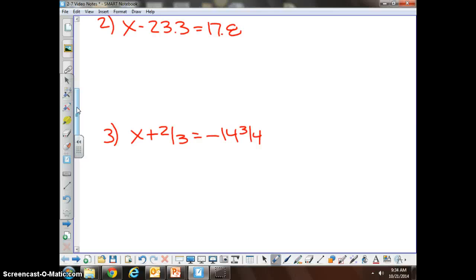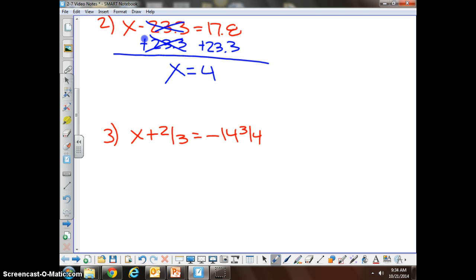x minus 23 and 3/10 equals 17 and 8/10. As you know, we need to get the variable by itself. We're going to add 23 and 3/10 to both sides. The reason we do that is because we need to get the variable all by itself. To get the variable all by itself, we need to cancel negative 23 and 3/10 with positive 23 and 3/10. We're left with x equals, add those together, you've got 41 and 8/10. Box your answer, plug it back in, check it, I guarantee you it works.